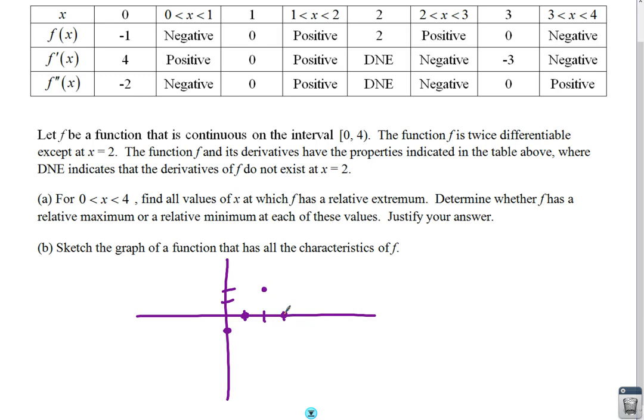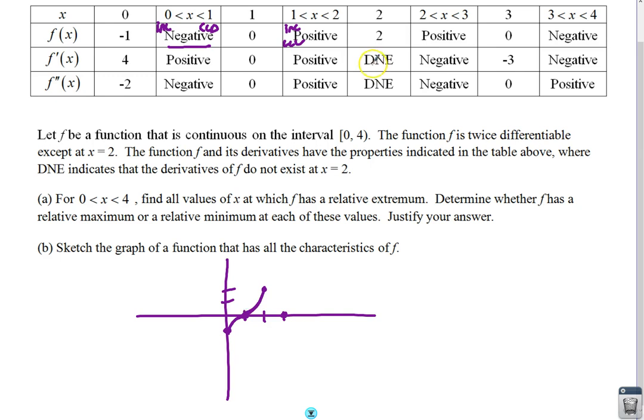Okay, so between 0 and 1, I know that my function is negative and my derivative is positive, which means my function is increasing, but my second derivative is negative, so it's concave down. So it's increasing, concave down, but still negative. From 1 to 2, I'm now above the x-axis, positive, positive, so it's increasing, concave up. Okay, so increasing, concave up to this point right here.